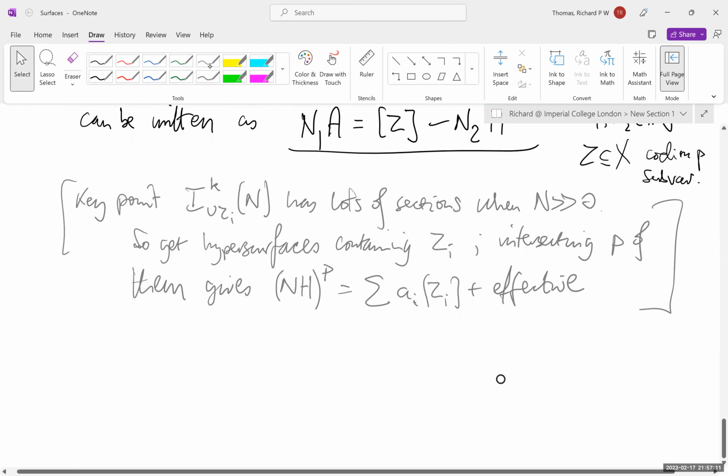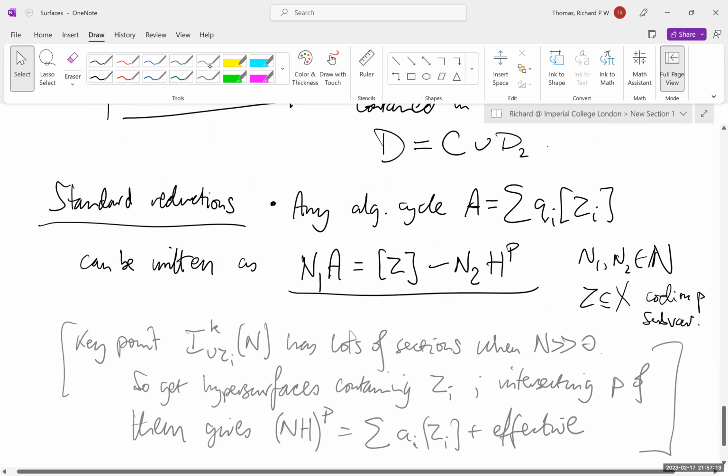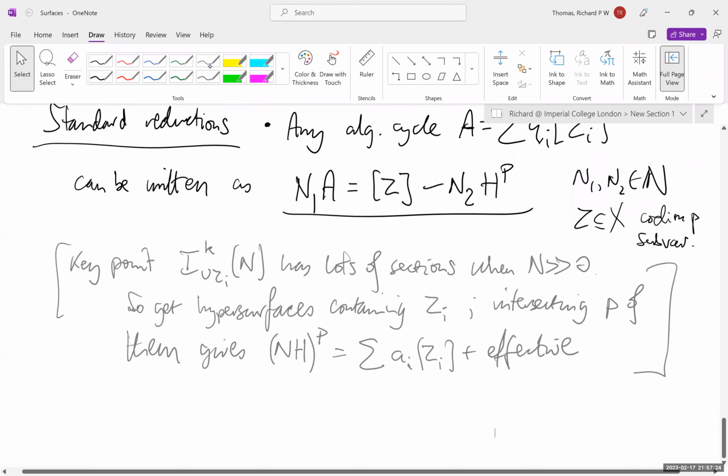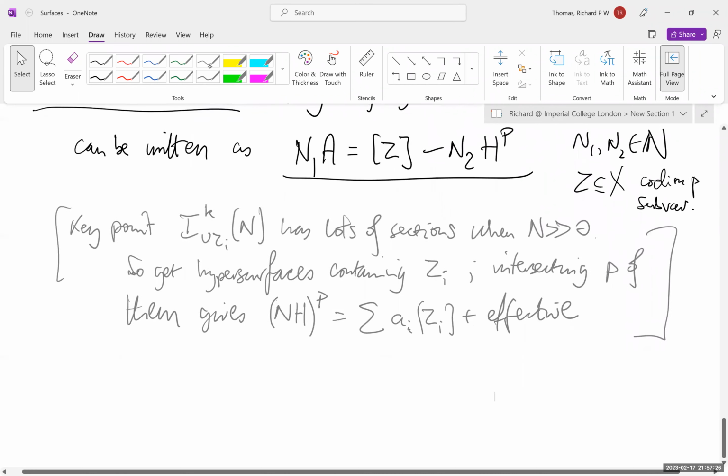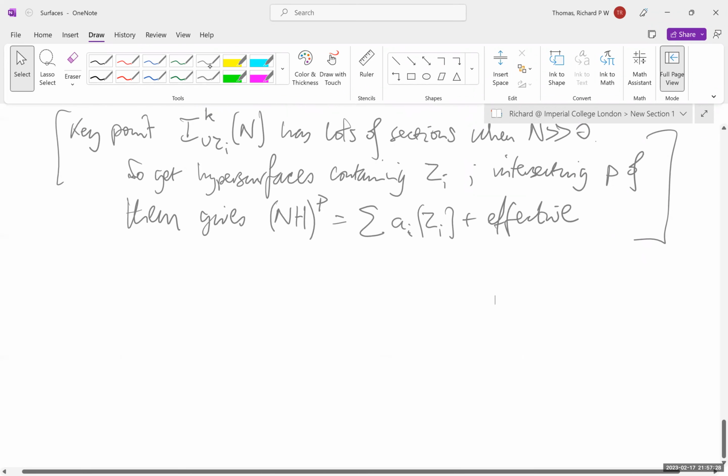Okay, so that's the first thing. Up to adding multiples of the hyperplane class, we're not looking for arbitrary cycles. We're really looking for effective cycles, with integer coefficients. So that's one simplification.